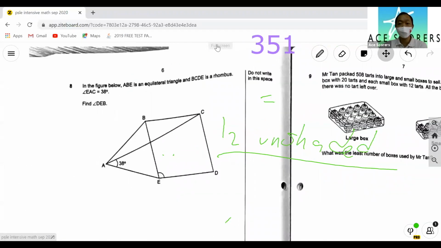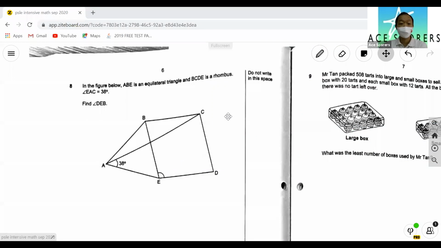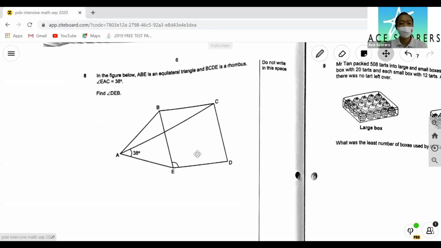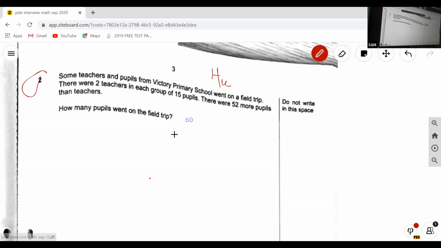Oh, there's another one. I'm very tired of fundamental now. Okay, Sam, are you doing this? Is it okay? Tough, this one a bit. Very easy. If you know, it's easy. If you don't know, then it's tough.